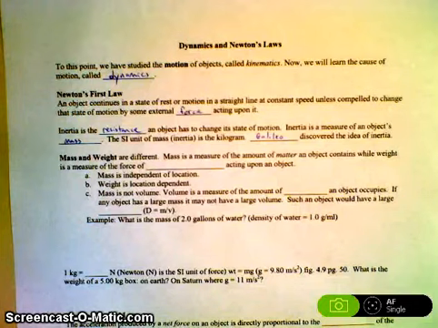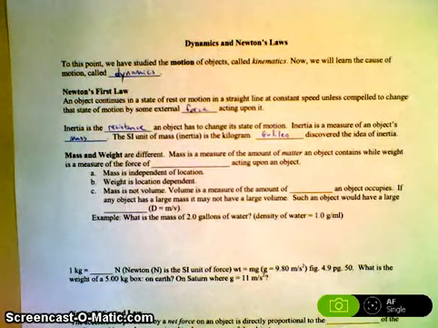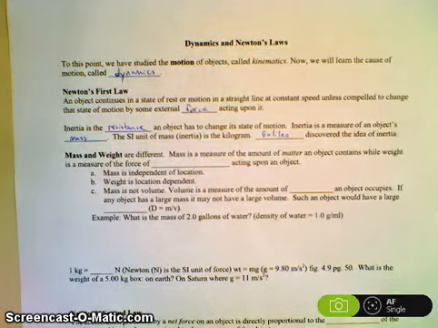So the difference between mass and weight, because a lot of times here in the United States we use those two terms interchangeably, and really they're not. Mass is a measure of the amount of matter that an object contains, and weight is the measure of the force of gravity acting on the object.